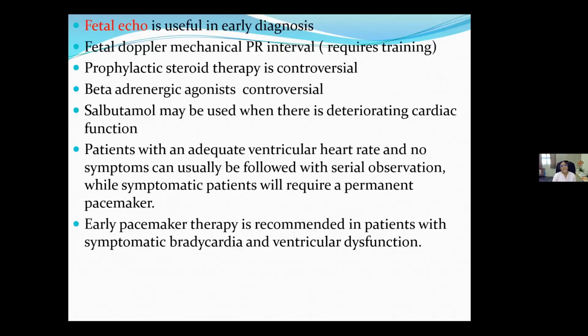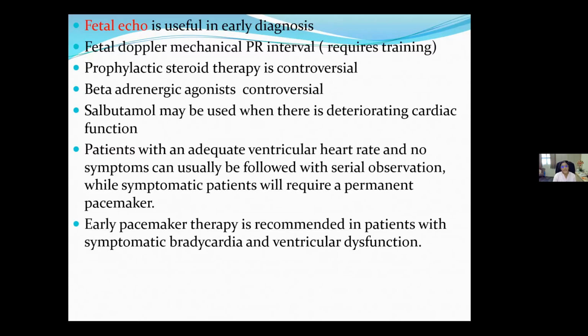So fetal echo is a very important tool in the management of congenital heart block. Fetal Doppler mechanical PR interval requires training. Prophylactic steroid therapy is controversial. Beta-adrenergic agonist is also controversial. Salbutamol may be used when there is deteriorating cardiac function. Patients with an adequate ventricular heart rate and no symptoms can usually be followed with serial observation, while the symptomatic patients will require a permanent pacemaker.